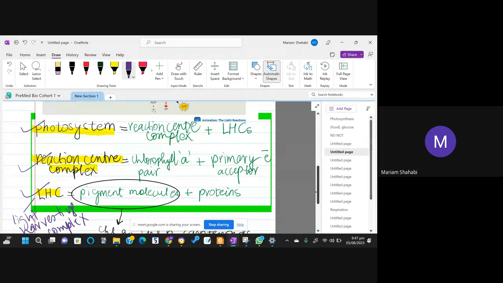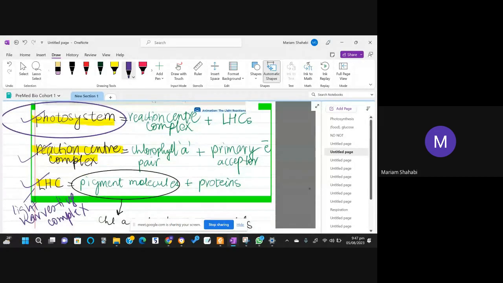Now the photosystem, हम किस चीज़ को बोल रहे हैं. Photosystem would be everything. ये chlorophyll A and the primary electron acceptor and the light harvesting complexes. ये इन सब का जो, if you were to group these things together, that is what is one photosystem, the PS1 and the PS2. It's simply, in even simpler words, the pigment molecules and proteins associated together to form a photosystem.